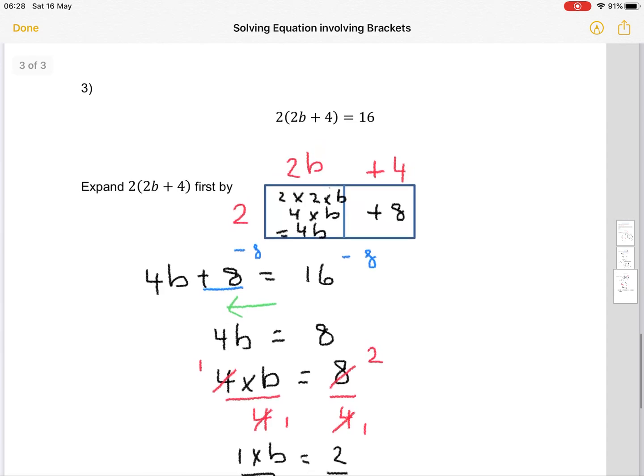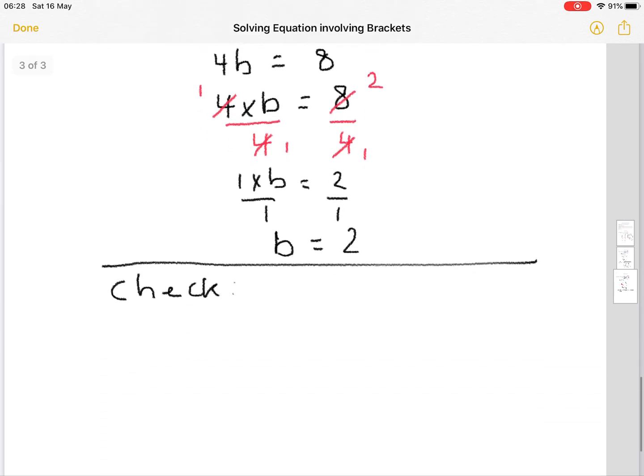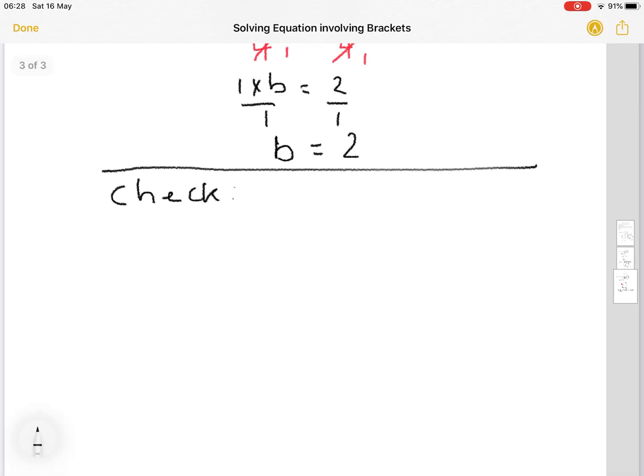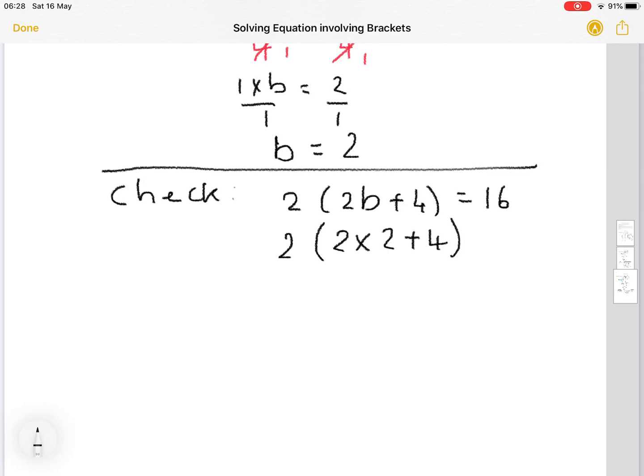Now, the equation was 2 into 2b plus 4 equals 16. What I'm going to do when I check, I'm going to substitute b by 2 in the equation. So 2 into, now between the 2 and the b there is a multiplication which is not visible, but it's there. So that means that b is 2. 2 times 2 plus 4.